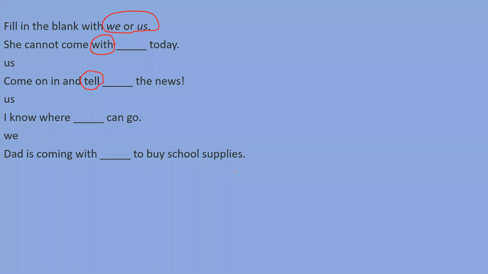Yes, please tell me which pronoun will come here. Sir, us. Us, very good. So us will come here because with is a preposition, and I have told you after the preposition we need to write the pronoun in objective case. Very good, right answer.